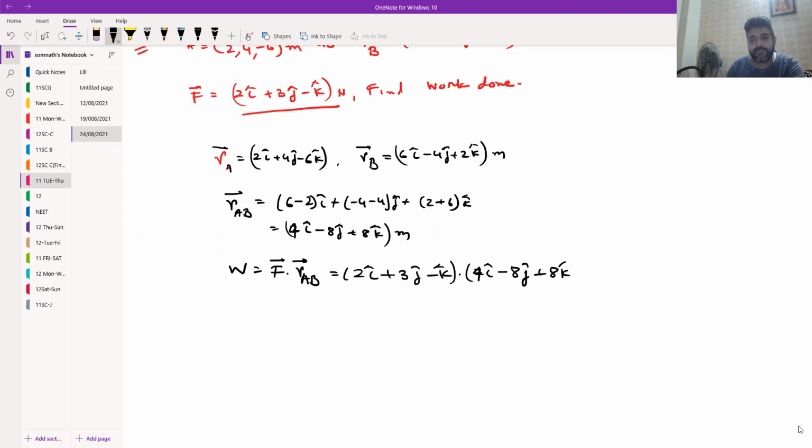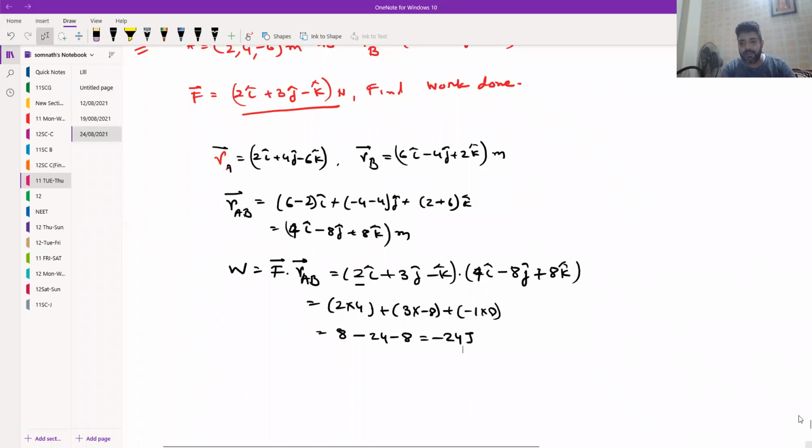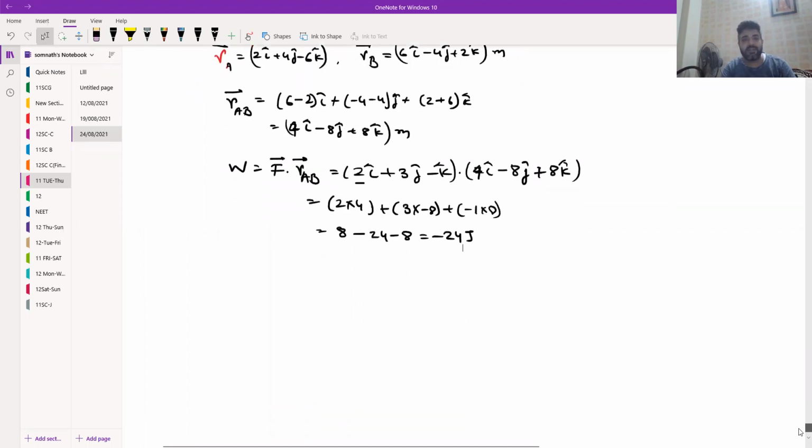4i - 8j + 8k. Now the dot product is 2 × 2 = 4, plus 3 × -8, plus -1 × 8. So 4 - 24 - 8, that is -24 joule. Yes or no? Yes, sir. So I can say that since the work done is negative, work done can be positive, work done can be negative, work done can be zero because it's a scalar quantity.